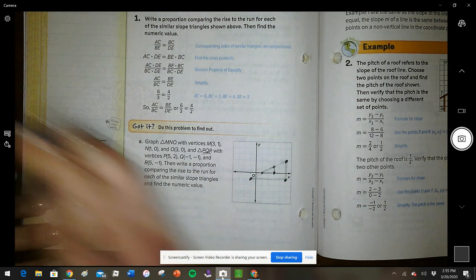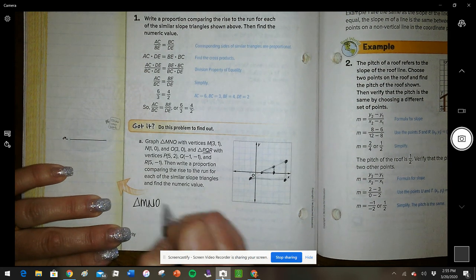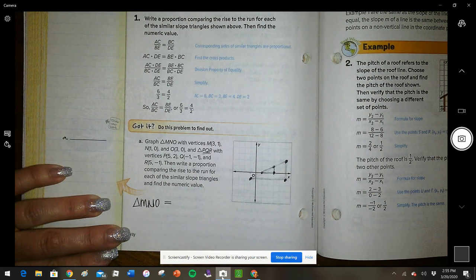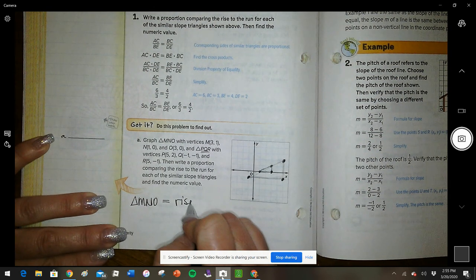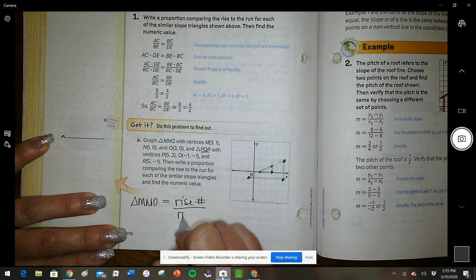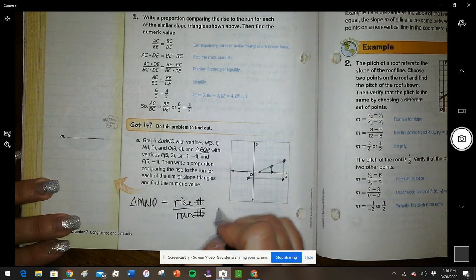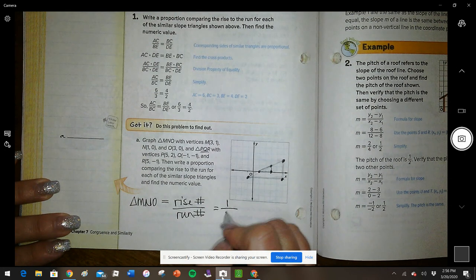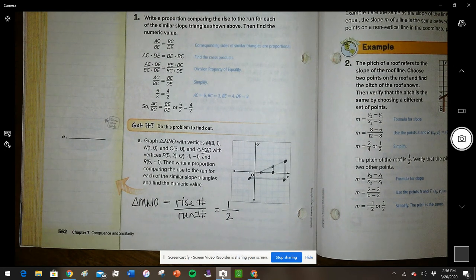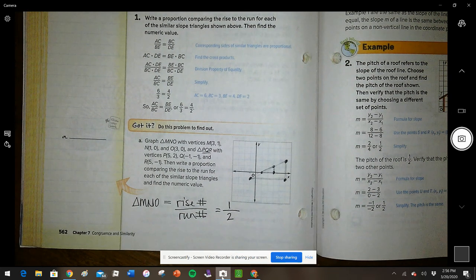All right, so let's start with triangle MNO. Okay, if I do my slope triangle and I find the slope, remember, I want my rise number on the top and my run number on the bottom. Okay, so MNO was the little itty bitty one. So my rise number is 1 and my run number is 2. Okay, so the slope of that triangle, the slope of that hypotenuse right there, is 1/2.